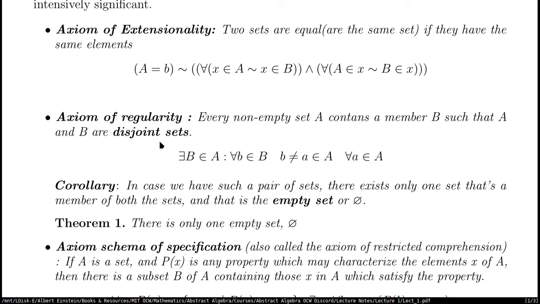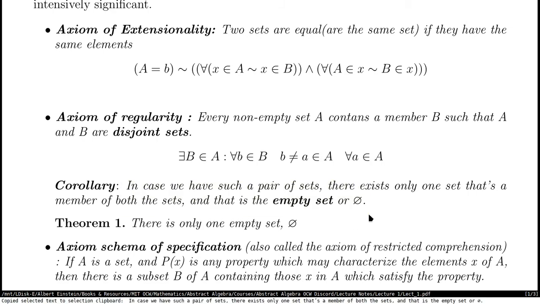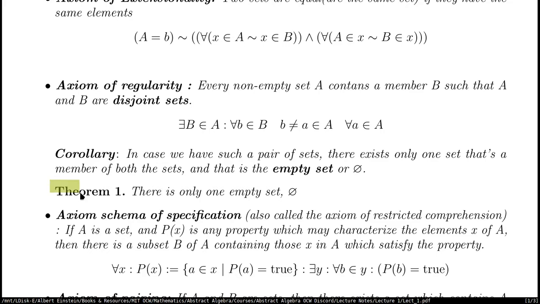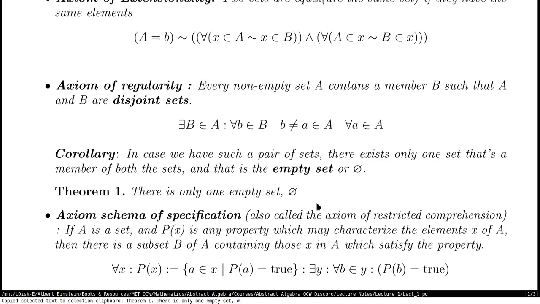One of the interesting corollaries of this axiom is that if you have such a pair of sets, the only set that is a member of both of those sets is the null set, the empty set. Indeed, you can't really state this without having this as an axiom. So this is the axiom, and then you have the corollary. And from the corollary, you can have the theorem that there is only one empty set.